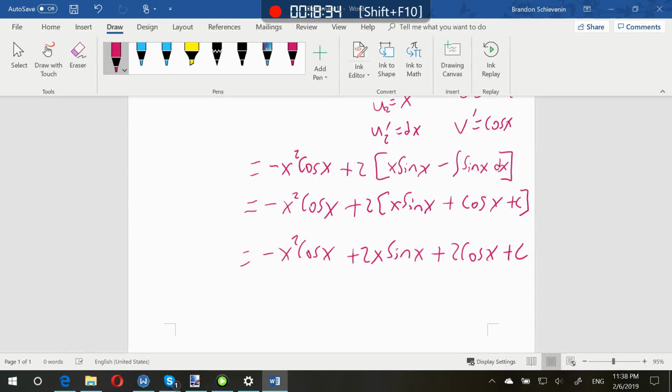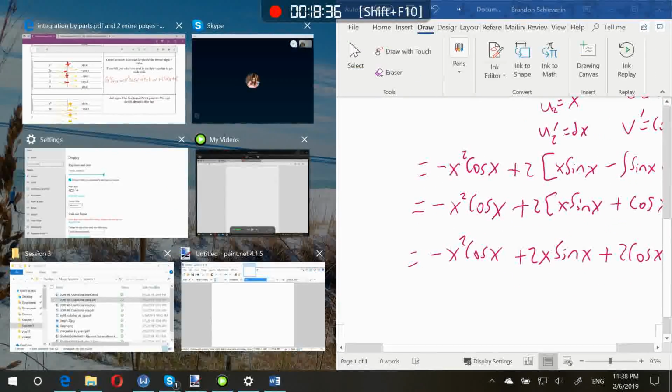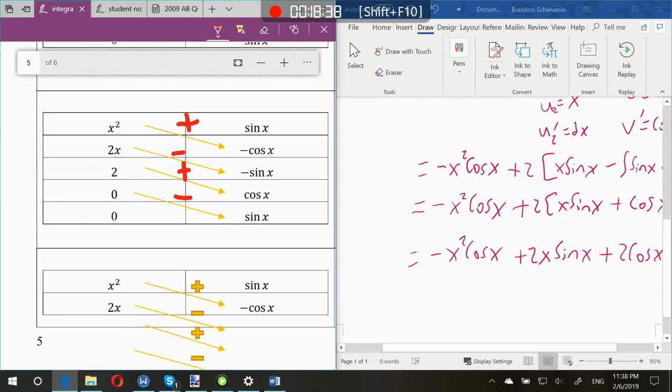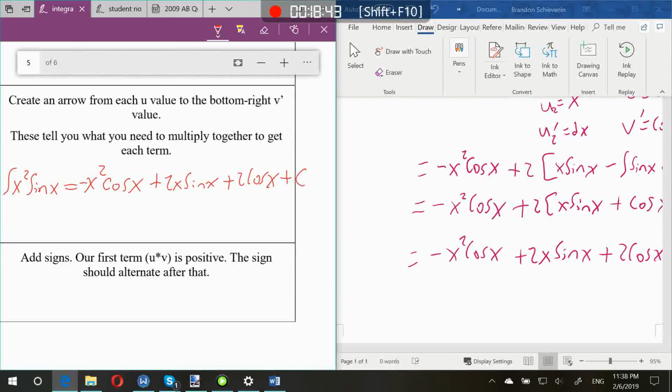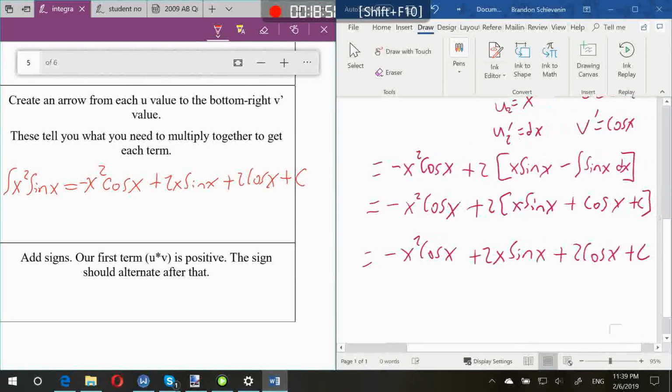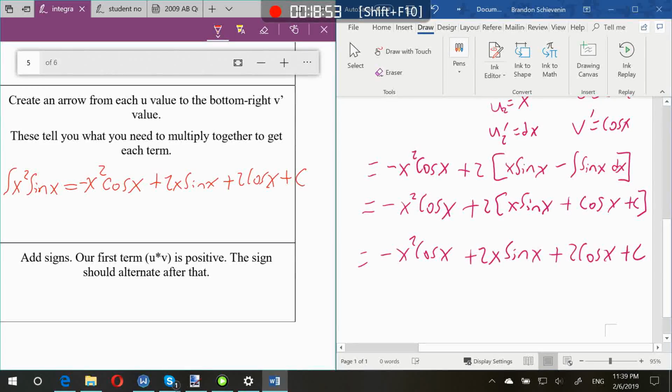Okay, let's see if we match. We don't have to times 2 to the c, right? If you do, 2 times a constant is a constant, so 2 times c is c. Oh, okay. Okay, and we do match, so negative x squared cosine x plus 2x sine x plus 2 cosine x plus c.